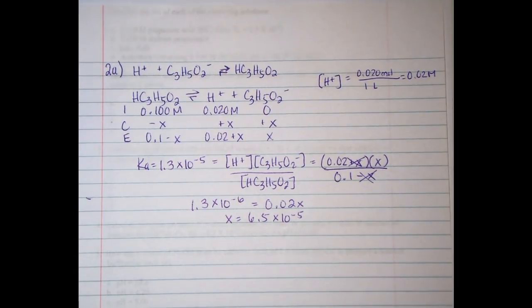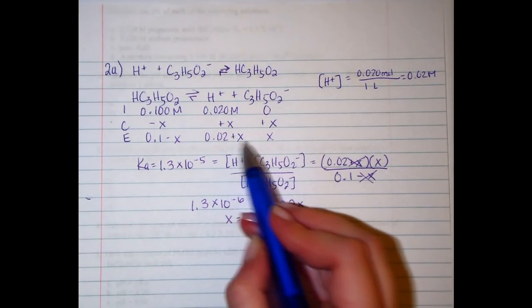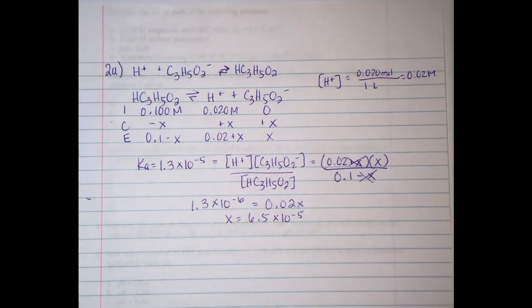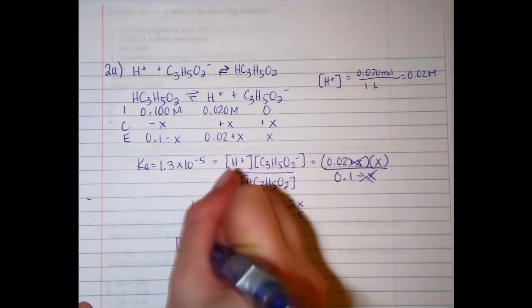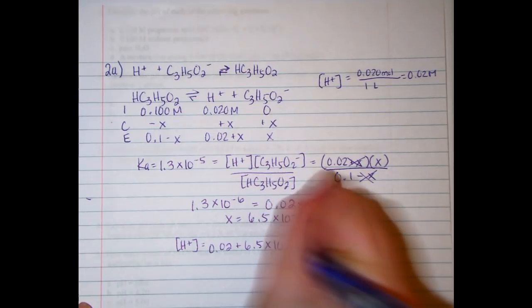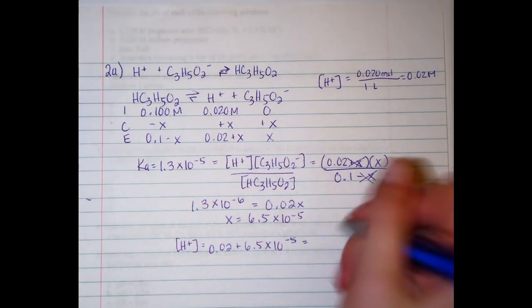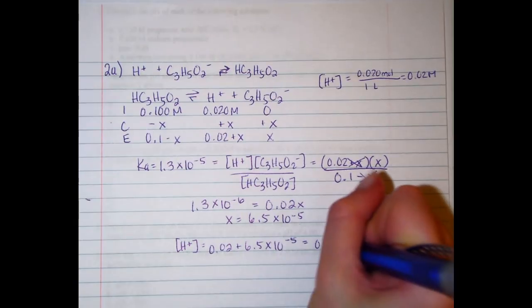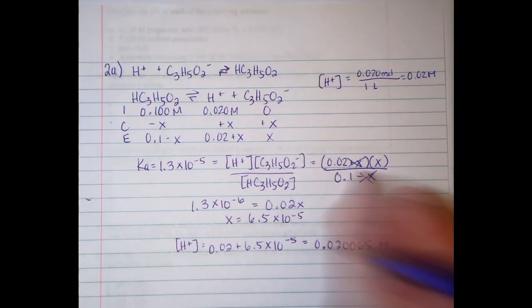But here's my problem. This is not the concentration of H+. H+ is 0.02 plus this number. So H+ equals 0.02 plus 6.5 times 10 to the negative 5th. So why don't you add that right now? And you should get 0.02065, which makes total sense. And the units are molarity.